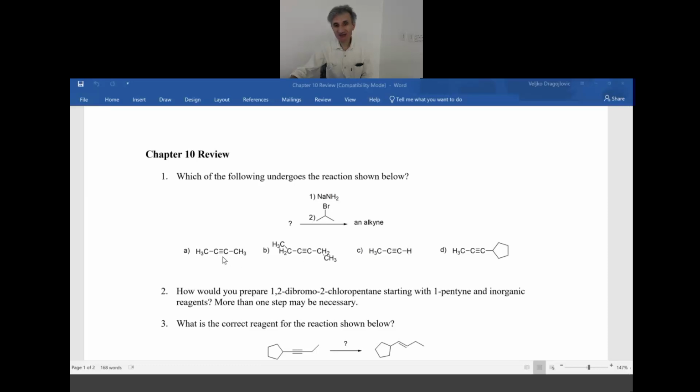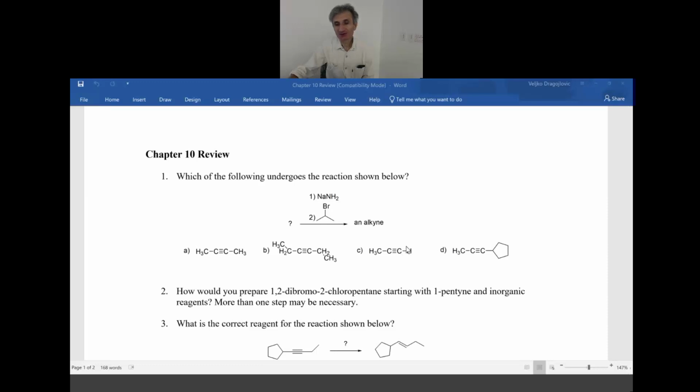All of the remaining alkynes are internal alkynes, so they don't have a proton attached to an sp hybridized carbon. And so none of the protons present in the other compounds, A, B, or D, are acidic. Only this is the acidic proton.